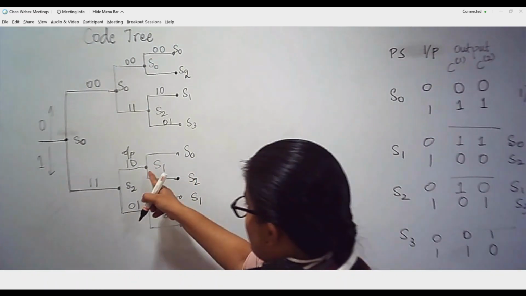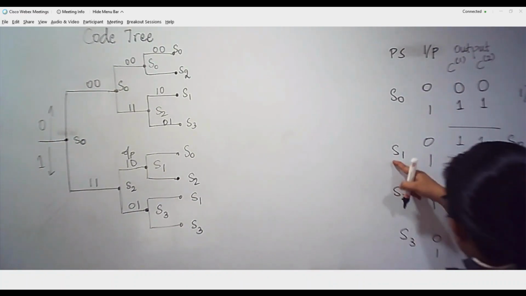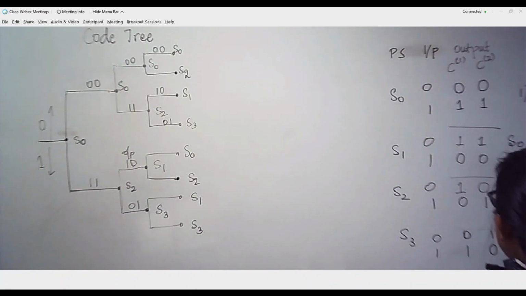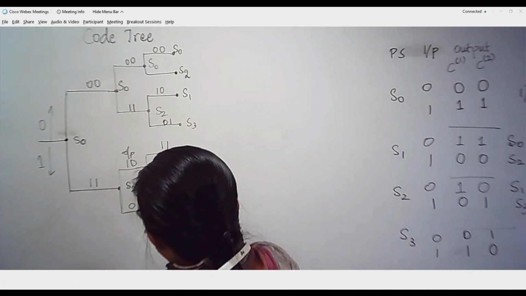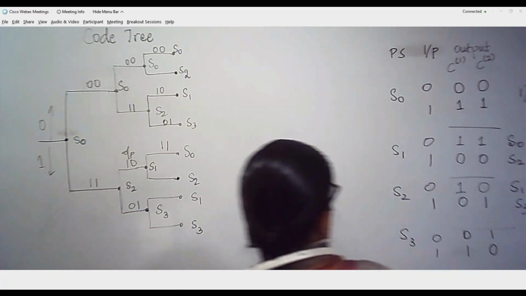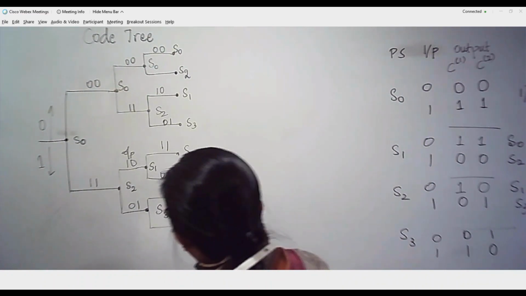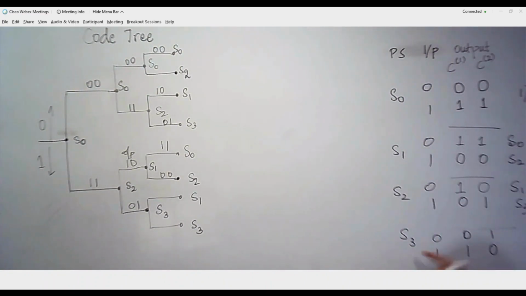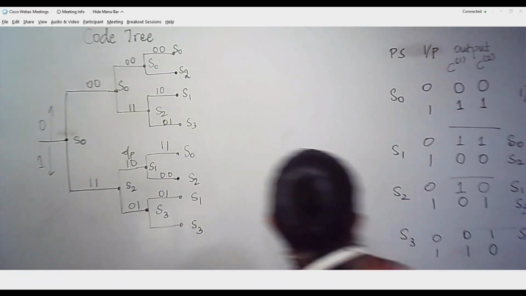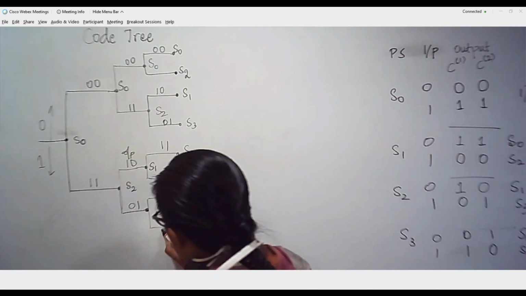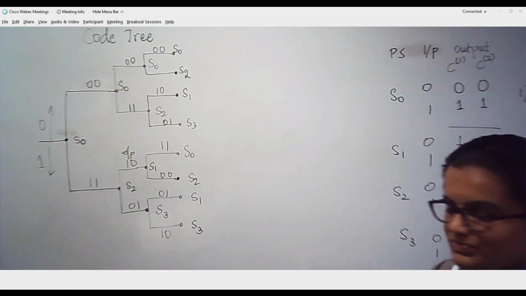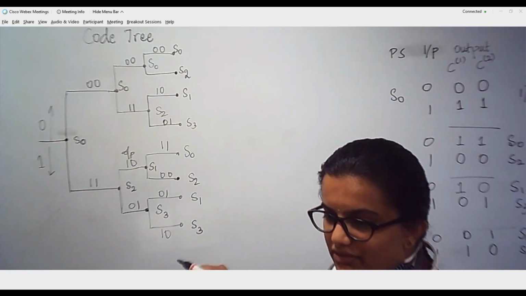Okay, the output corresponding to S1, if the next state is S0, then the output is 1, 1. If currently the present state is S1 and the input is 1, then the output corresponding to that is 0, 0. If the present state is S3 and it transitions to S1, then the output is 0, 1. If the present state is S3 and the input is 1, the output that I am going to get is 1, 0. So like this, you can go on writing the code tree.